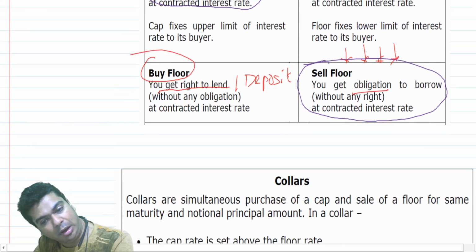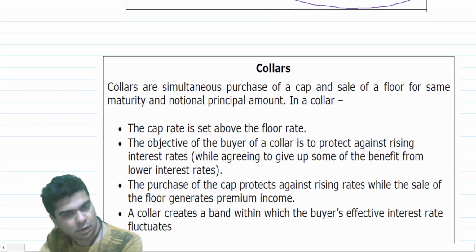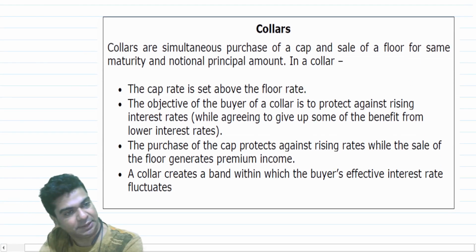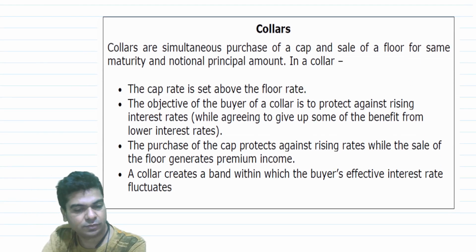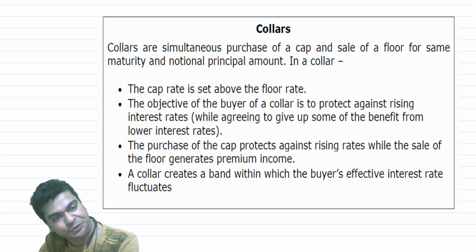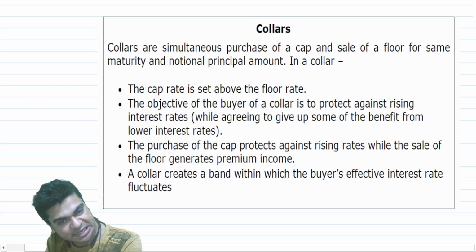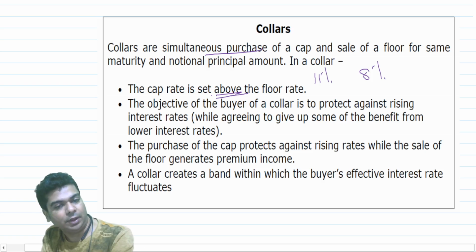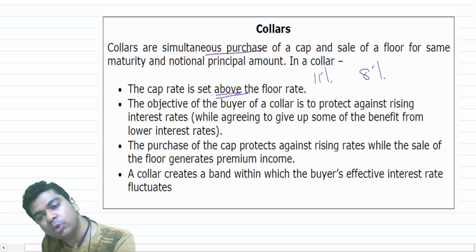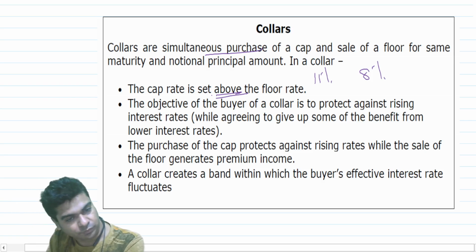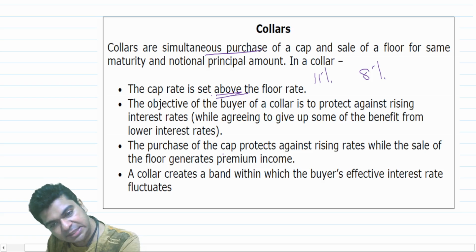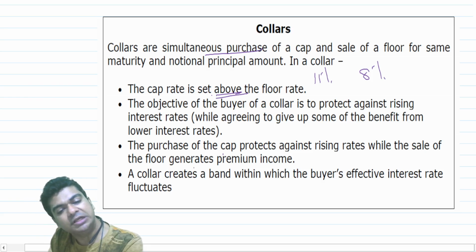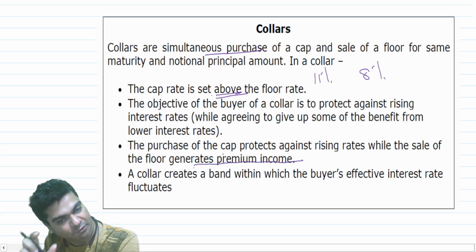We have a write-up on collar. I can just end it by discussing the same. Of course, every point has been discussed. This is only to summarize. Collars are simultaneous purchase of a cap and sale of a floor, as I said. The cap rate is set above the floor rate. In our example, the cap was 11%, the floor was 8. The objective of the buyer of a collar is to protect against rising interest rates. The purchase of a cap protects against rising interest rates. And the floor will generate premium income. That was the rationale behind going for a collar.